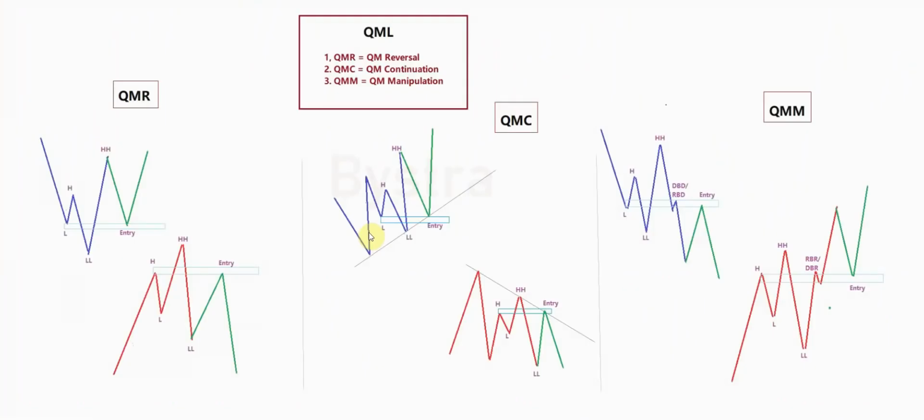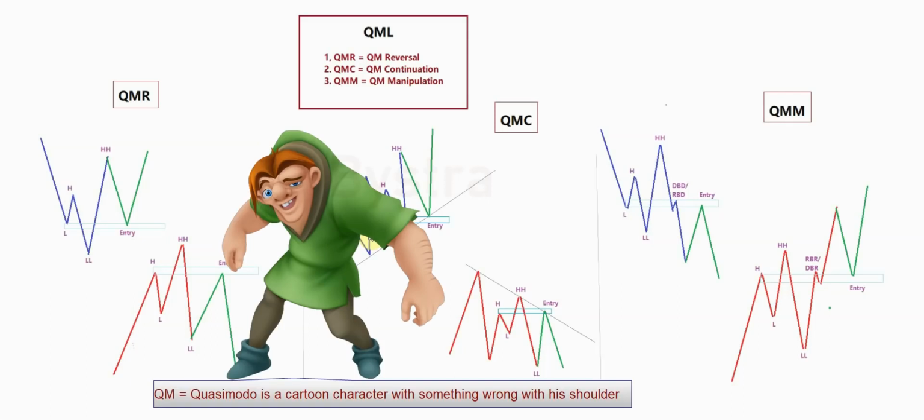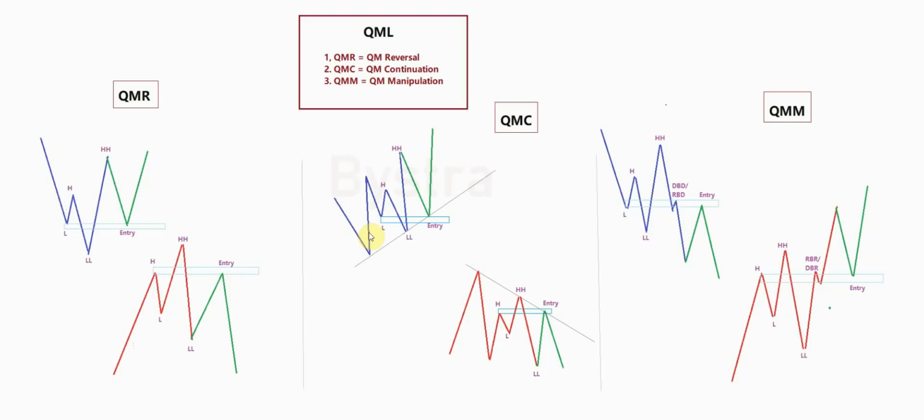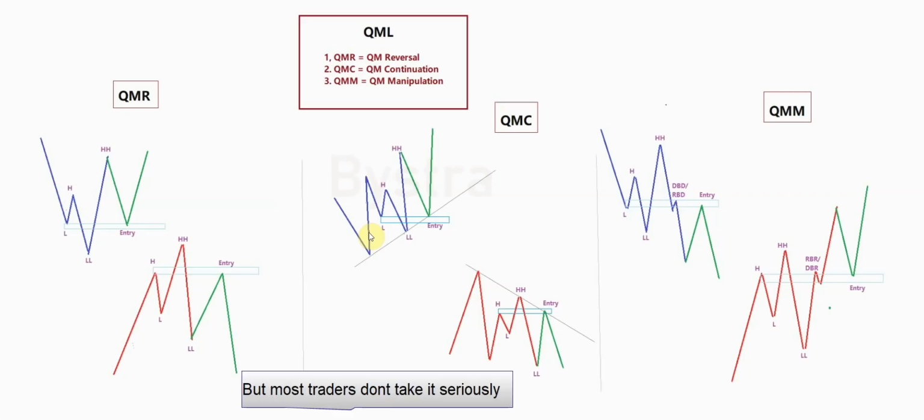Alright, so now let's move to the QM setup. Also, you know that QM is a cartoon character that has a crooked shoulder, something wrong with his shoulder. And this setup is not exactly the same as HNS or Head and Shoulder. If you search in Google, there's a lot of this kind of setup. People keep sharing this setup, but you know, most traders don't take it seriously.